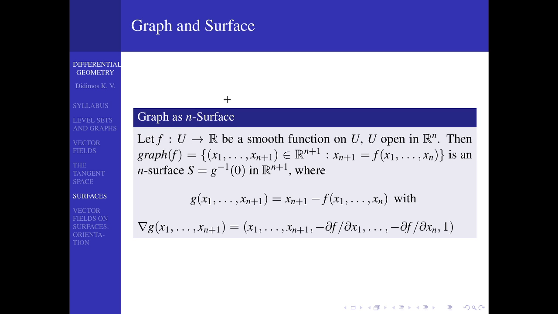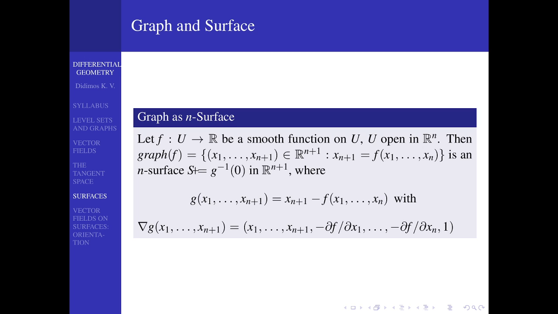Now we have graphs and surfaces. A graph is also a surface. If you have a function f from U to R, a smooth function on U, and U is open in R^n, then the graph of f, which we have already defined, is the set of x1, x2, etc., x(n+1) belonging to R^(n+1) such that the last coordinate is equal to f of the other n coordinates. So this is the definition of the graph.